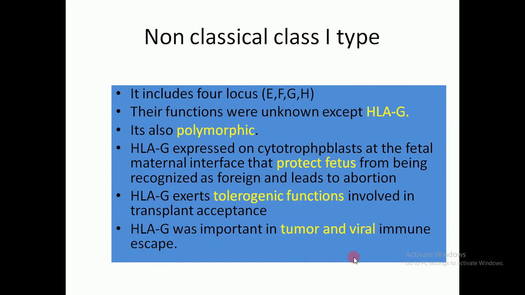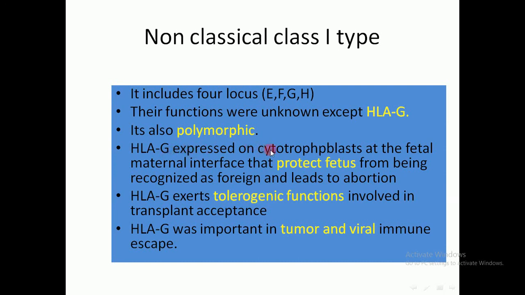Now the second part, which is the non-classical. We said previously all the classical part of class 1. Now we have the non-classical class 1 type, which includes 4 loci, recently discovered, E, F, G, H. Their functions were unknown except HLA-G, and these are also polymorphic, and with time they increase in number, like the classical type.